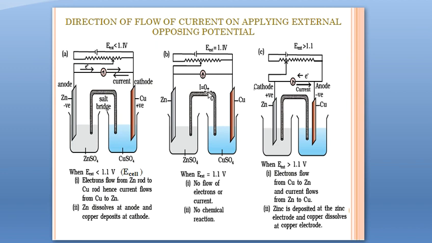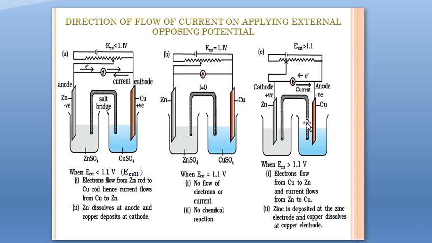Flow of current will be zero. There will be no flow of current because there is no potential difference. When there is no potential difference, no current will flow. This is written here. ये आपको याद रखना है. When this is equal to this, what will happen? When this is less than this, what will happen?